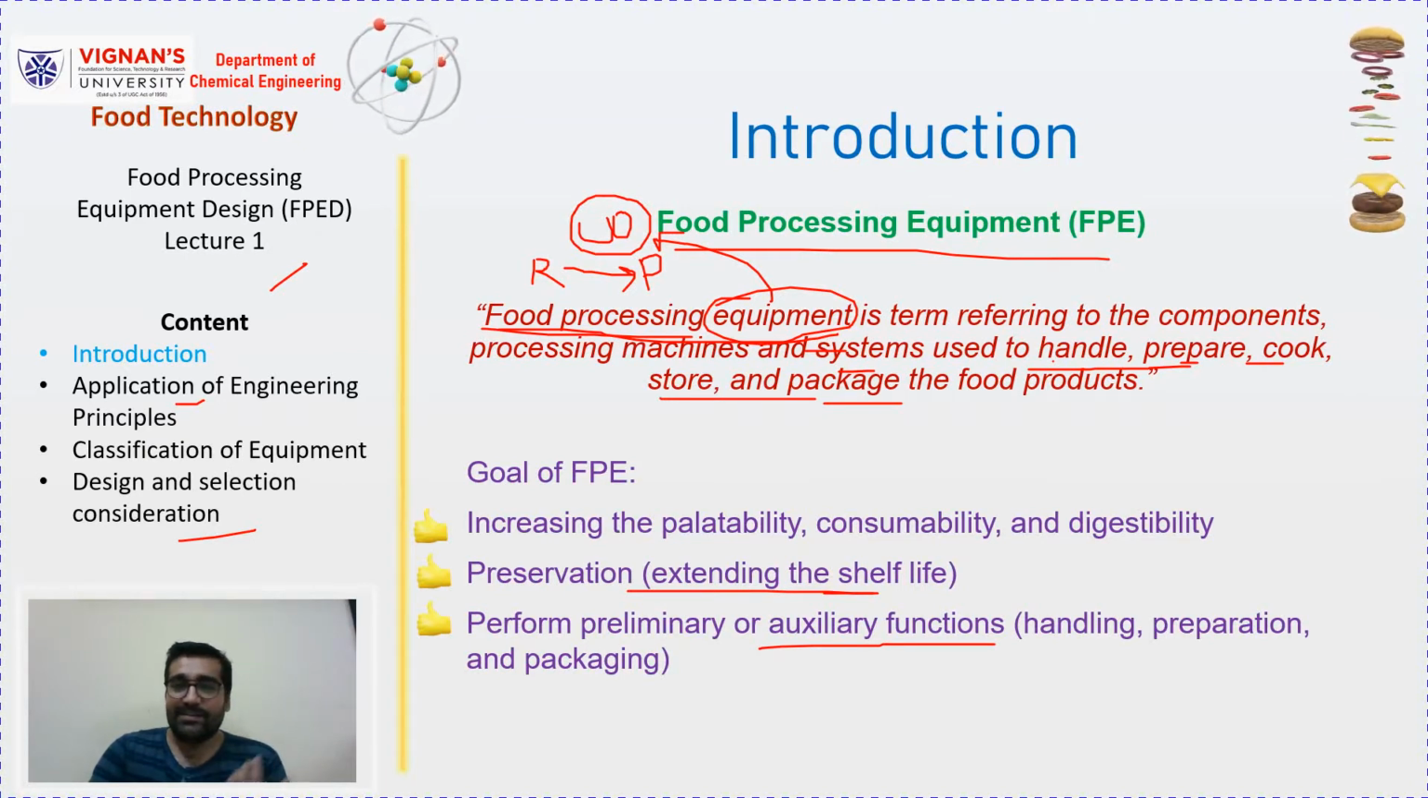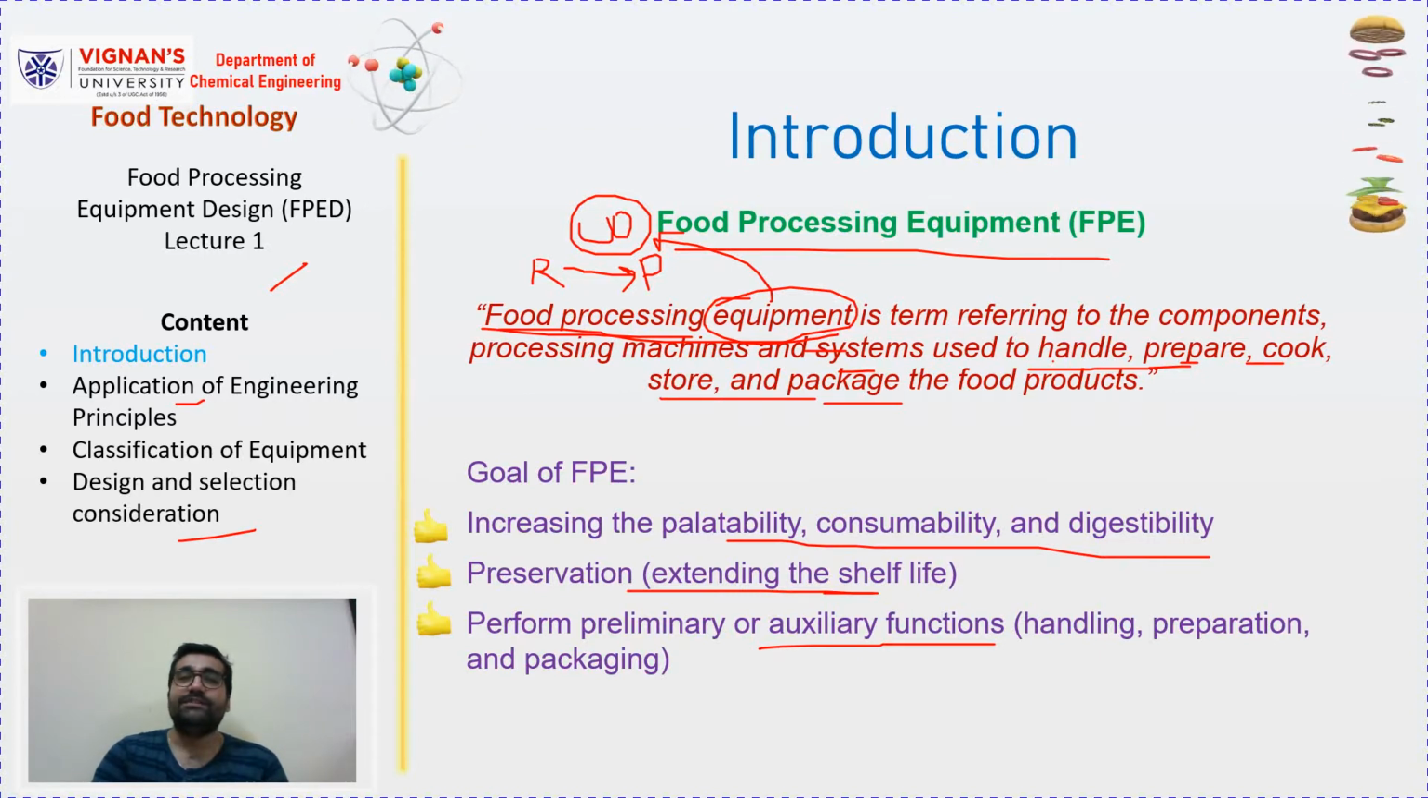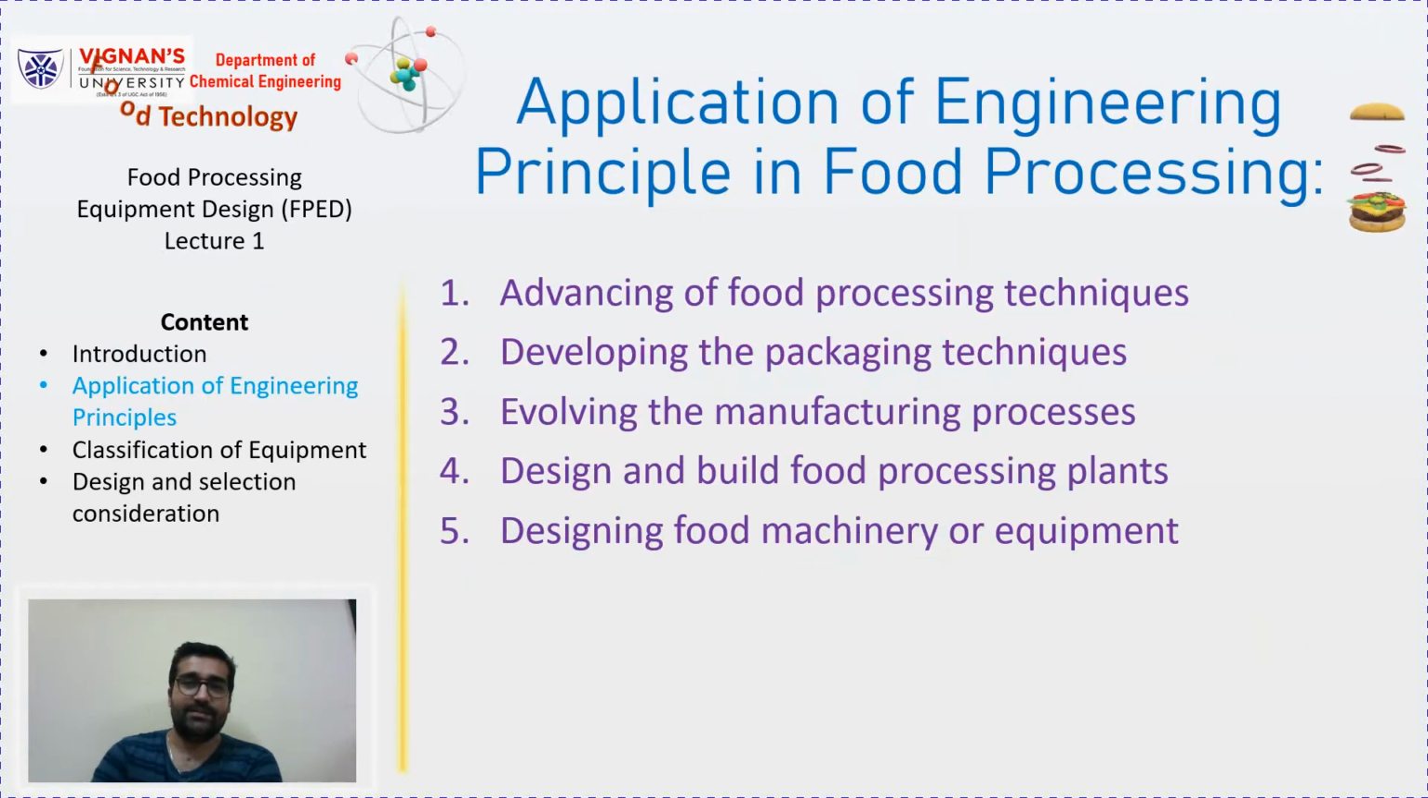Another goal for food processing equipment is that it should increase the palatability, consumability, and digestibility of the product. Like it should make the product easily digested.